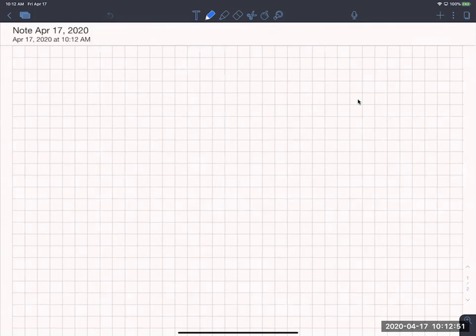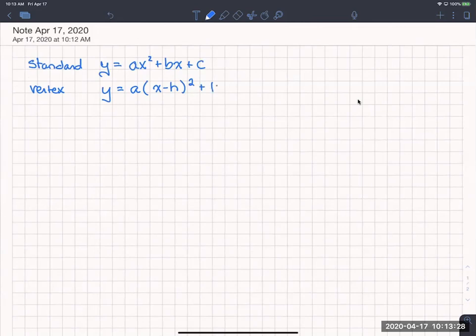All right. Okay, so yesterday we talked about quite a few things. Let's just go back. We talked about two forms of a quadratic equation. The first form is known as the standard form, and it is when the quadratic equation is in the form ax squared plus bx plus c. Then we talked about the vertex form, and that's when the equation is in the form a times (x minus h) squared plus k.